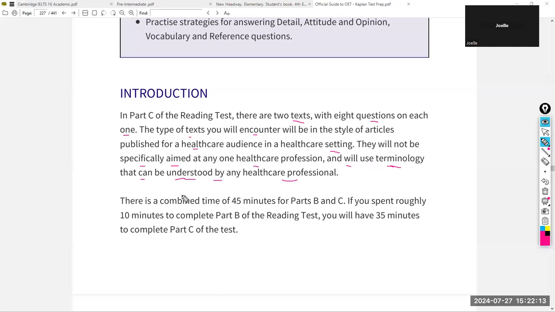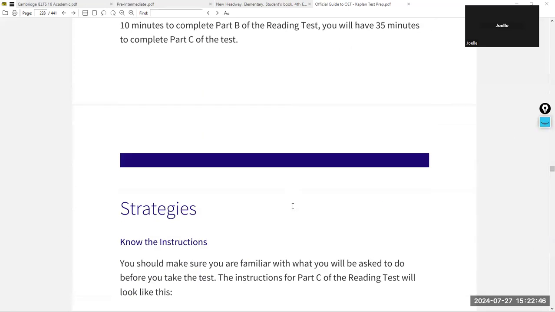professional. There is a combined time of 45 minutes for part B and part C. Now, if you want to finish part B in 10 minutes, you will have enough time to solve all the questions in part C. Believe me, part C is the easiest. I know that it's the longest, but it is the easiest. If you spend roughly, as I told you, 10 minutes to complete part B, now you have 35 minutes to finish answering part C. And as I told you, you need less than that.